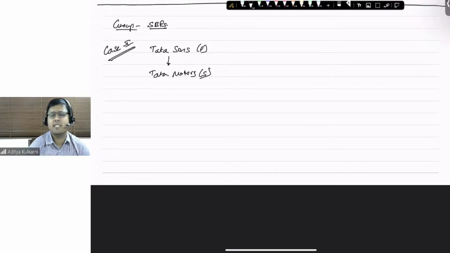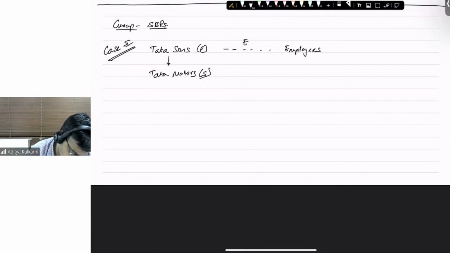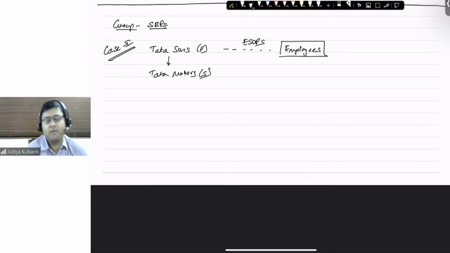Tata Sons has its employees. It wants to give its employees a stock option plan. Employees bolenge to Tata Sons management, kya faida? You give me your shares. What am I going to do with those shares?